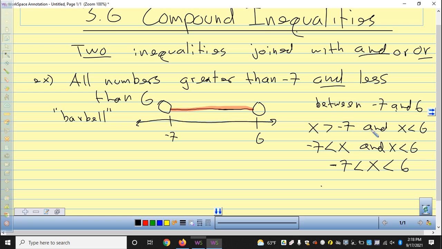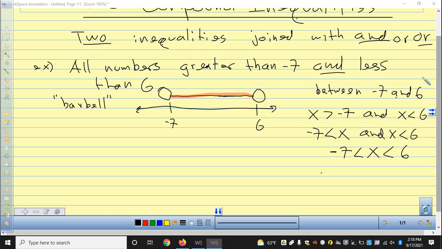And all three of these mean the same thing. x is greater than -7 and x is less than 6 means the same thing as -7 is less than x, less than 6. x is between -7 and 6. All right, we're good there.